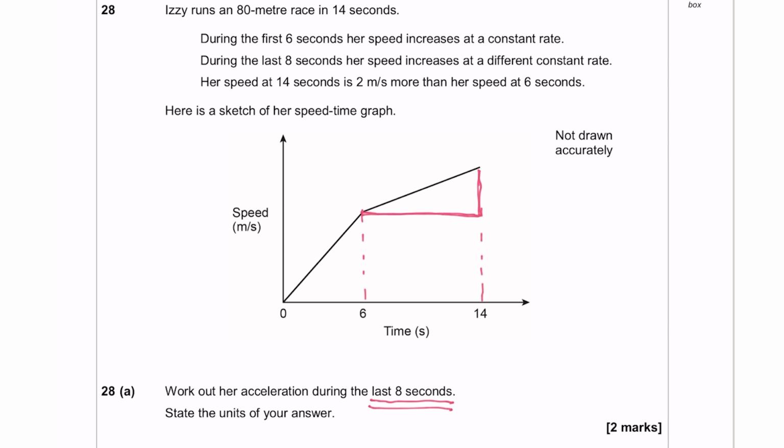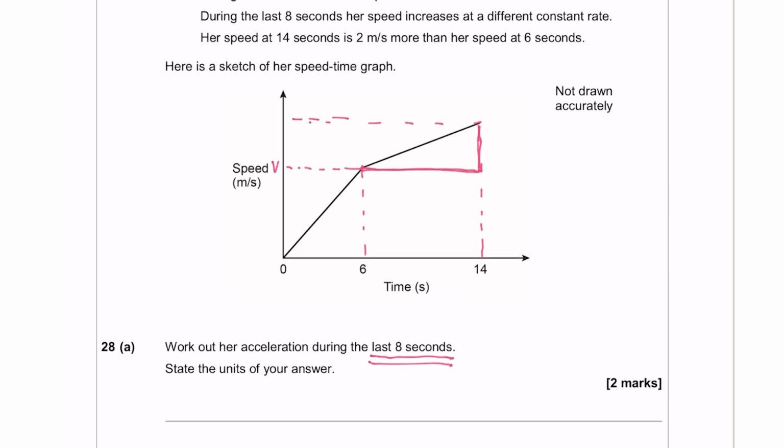Okay, there's no information on the graph, so we have to read the question and find out. It says during the first 6 seconds, her speed increases. During the last part, it's a different rate. So we don't know what this is, we just know it's 2 more than before. It increases at a different rate. Her speed at 14 seconds is 2 more than her speed at 6 seconds.